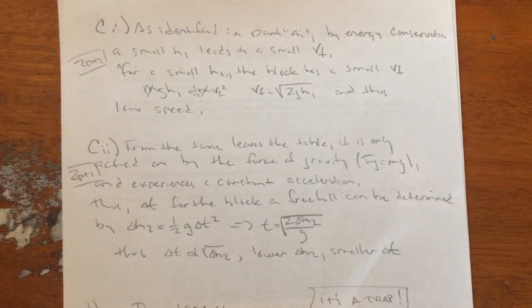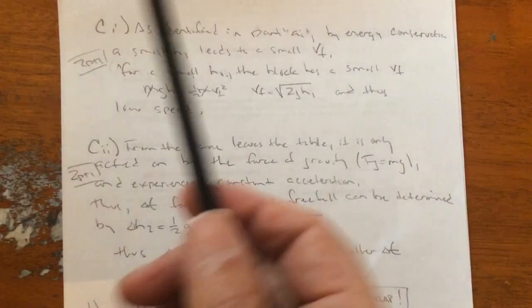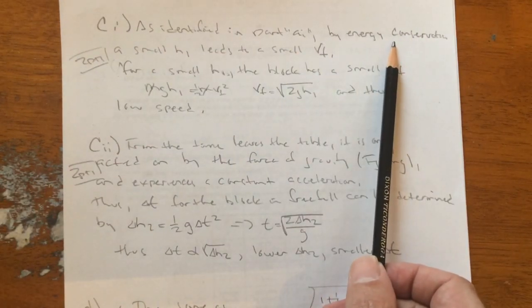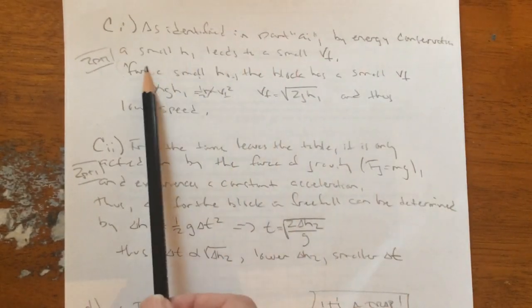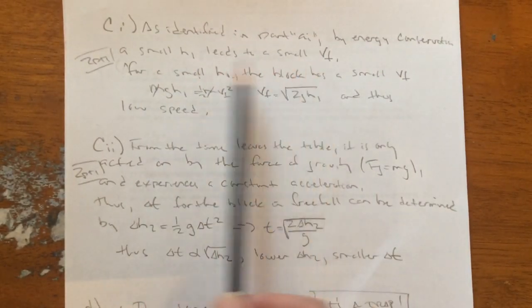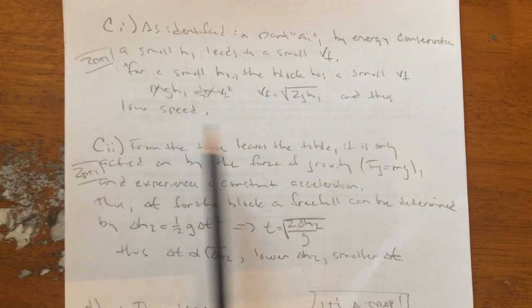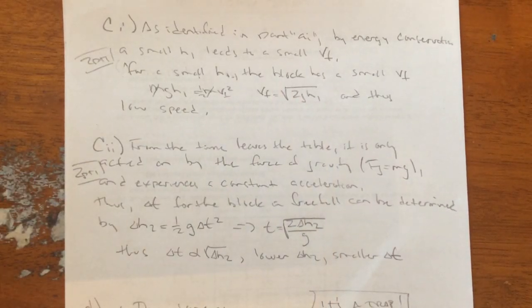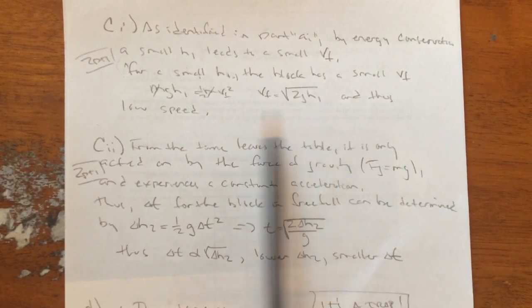C1: write an equation that supports, to support your reasoning in part A1. So here's where I would have gone heavy in my equations, and I kind of did it up here. Identified in part A1, again, you identified this problem as an energy conservation problem. You're going to hammer that. A small h1 leads to a small vf. You're going to rework this. Even though you wrote it up there, you're going to rework this. You're going to say maybe as I wrote in paragraph AI, you're going to write it again. Small h1, low speed.